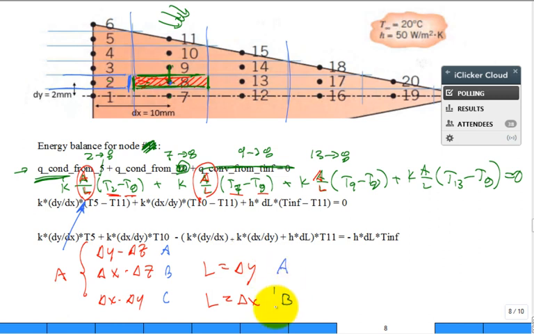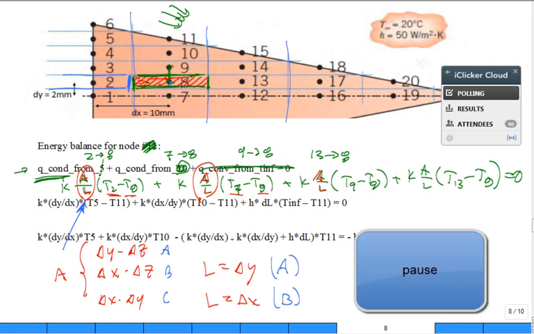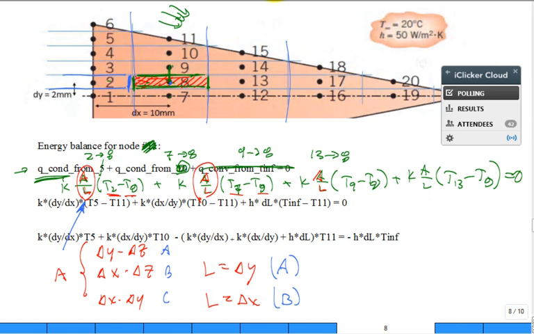A and B. You have only a 50-50 guessing game here. For this problem, from 2 to 8, what is the separation distance that the conduction needs to flow through? The L. A over L. What does L represent? I'm going from this node to that node. Let's start the clicker. Go ahead and input your response, please. And we'll show the results.